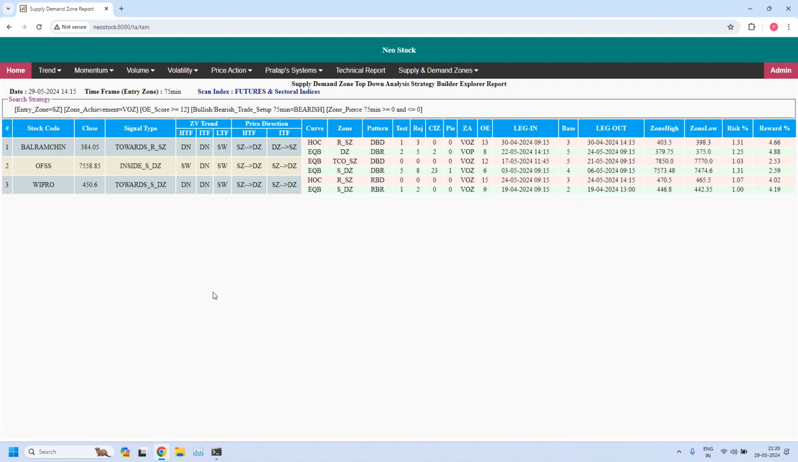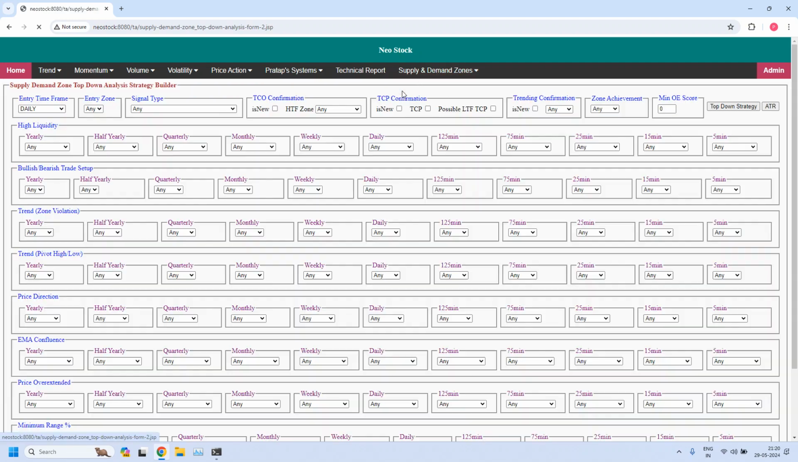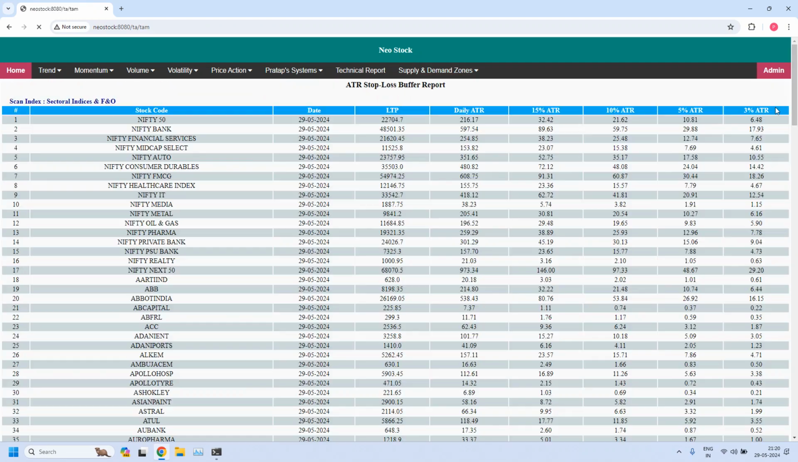Now in the final report, let us generate the stop buffers based on daily ATR. I am generating. This is the daily ATR. 15% ATR you should use it for monthly income trade. 10% ATR you should use it for weekly income trade. And the first 17 in this list are indices, sectoral indices. Remaining all are equity stocks, but we have taken from F&O category.